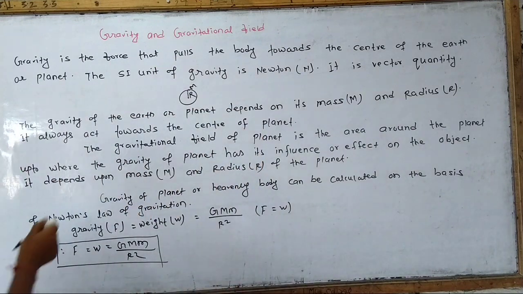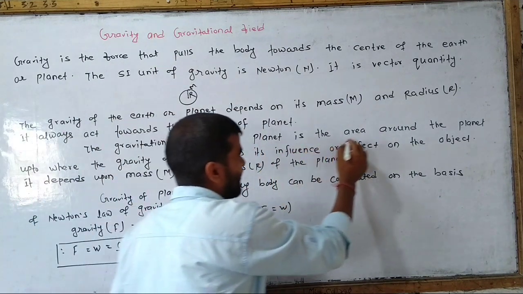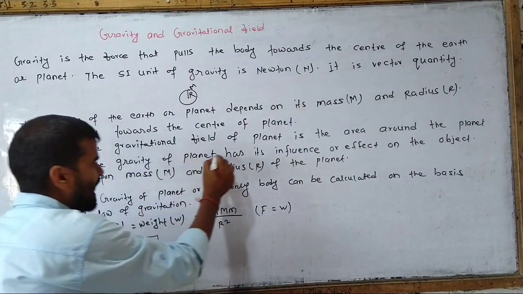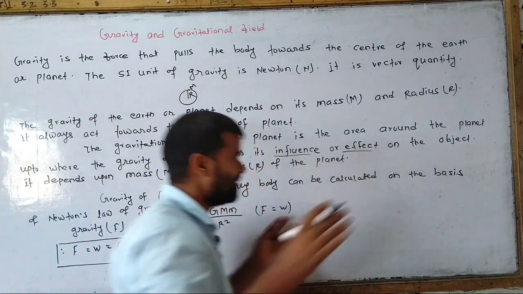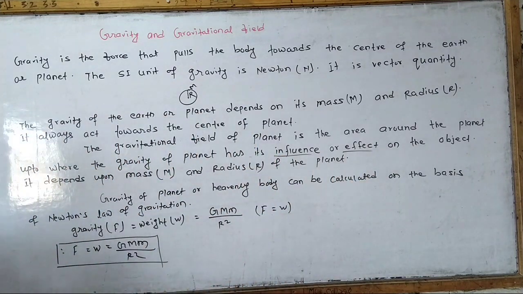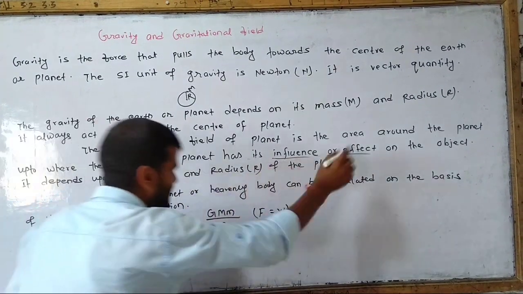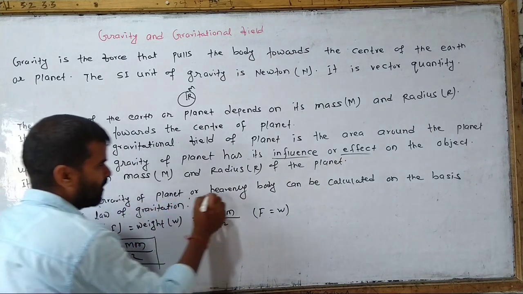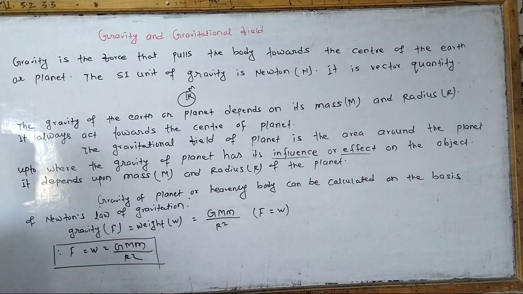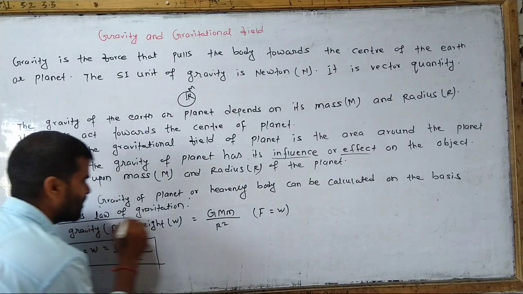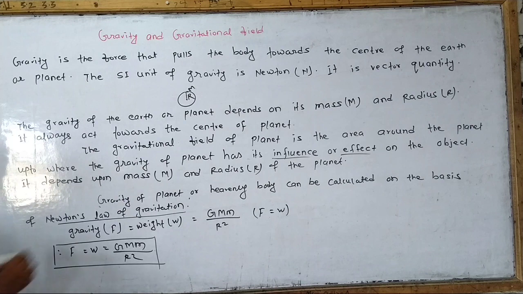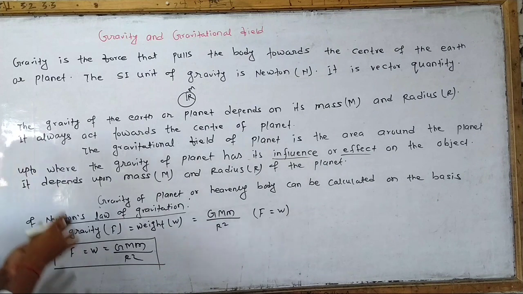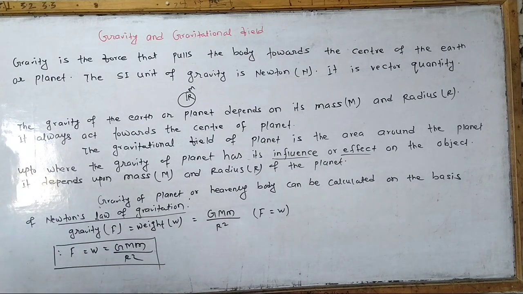So that's why the gravitational field of the planet is the area around the planet up to where the gravity of the planet has its influence or effect on the object, and it also depends upon the mass and radius of the planet. And the gravity of a planet or heavenly body can be calculated on the basis of Newton's law of gravitation. You can denote it by F, weight, but that is also called the weight because gravity is the force which pulls, that is the weight also.